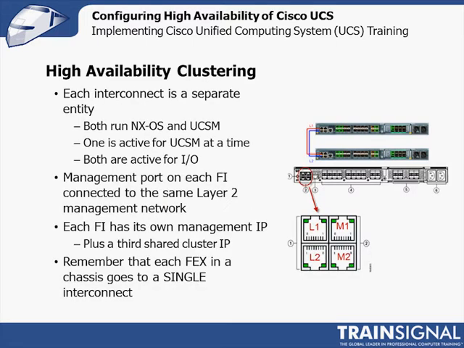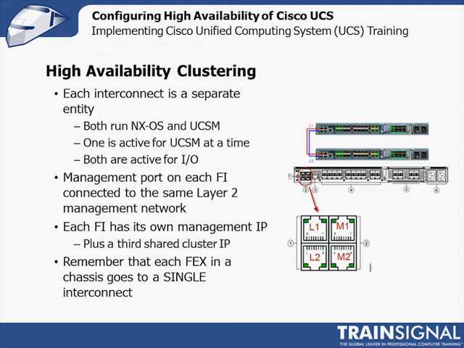Each interconnect is a separate entity. They both run NX-OS and UCS Manager, but only one is active for UCSM at a time, the primary interconnect or primary node. The other is a subordinate. And as I've said many times, they're both active for I/O. I repeat this often because it's a misunderstood thing for a lot of people that are new to UCS. They hear cluster and they see we don't cross connect and they think that there's only one active at a time, but they're both active for data.